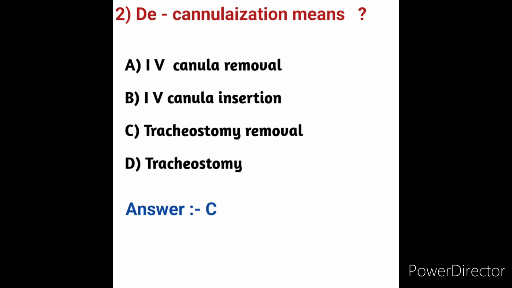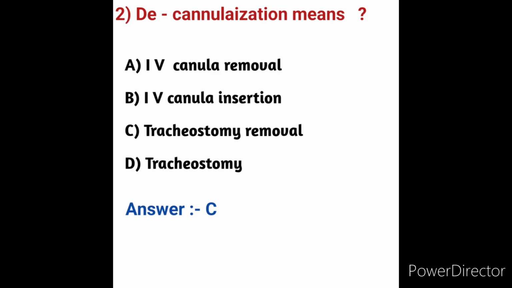Decannulation means. Here, what is the meaning of decannulation? We will see the options. Option A IV cannula removal. Option B IV cannula insertion. Option C tracheostomy removal. Option D tracheostomy. Here decannulation means removal of the tube, means the tracheostomy tube. Here option C is the correct answer.